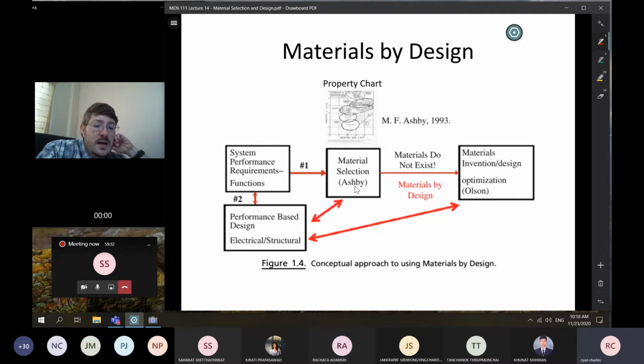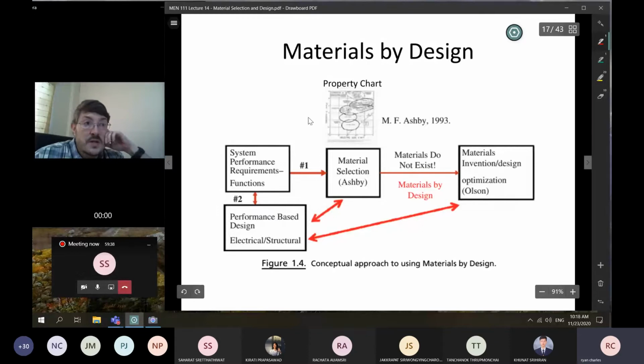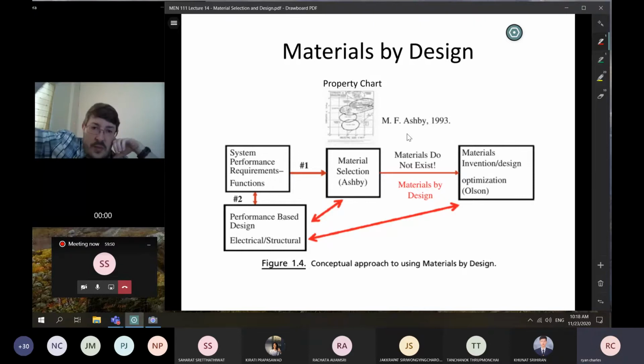And we decide on the requirements we want, and we try to pick the best material. That's the Ashby approach, ideas of property charts. And we might find that the material just doesn't exist. The requirements that we want are too high. There's no material for that.